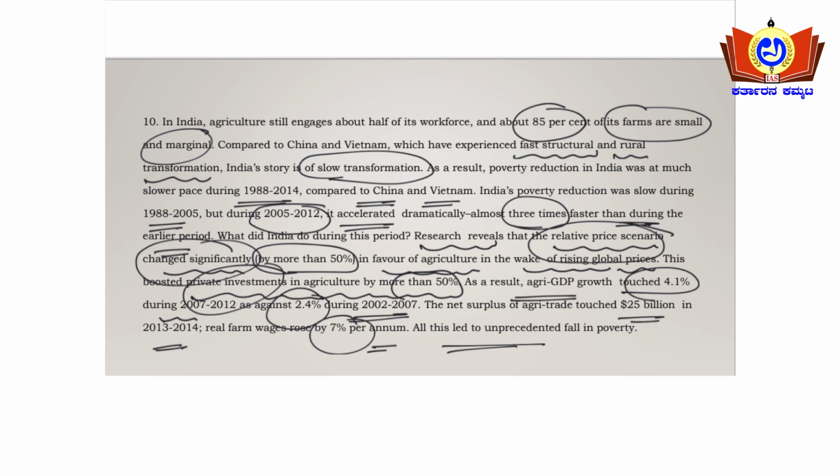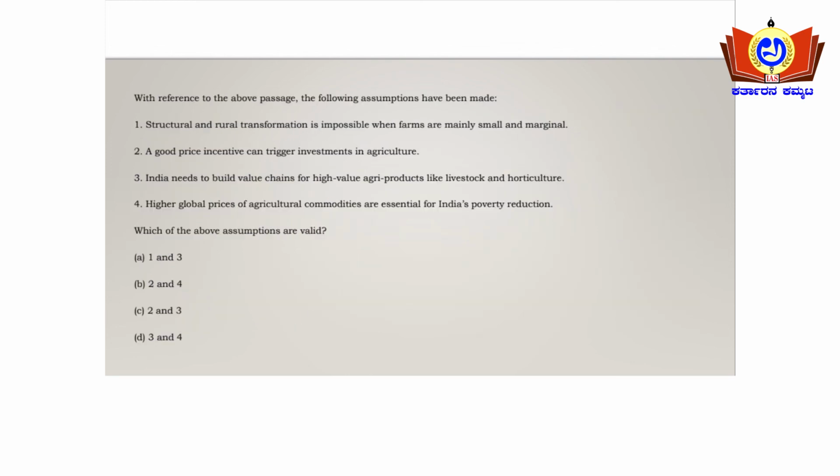Then the data has also been given. The agriculture to GDP ratio touched 4.1% during 2007 to 2012 against 2.4% in 2002 to 2007. So these are the data given. Actually the whole passage is talking about the transformation of agriculture from the earlier phase to the later phase because of the change in the relative price scenario. This is the main theme of the passage here. Okay, we will be solving the question here.